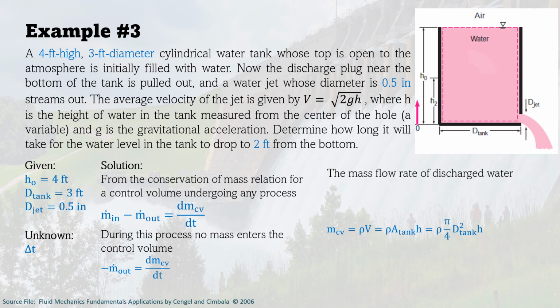The mass flow rate of the discharged water can be computed using the formula: the product of density, the velocity, and the area at the outlet. If you substitute the value, since V is given as the square root of 2gh, take note that the outlet is also the jet, because this is the outlet here at this portion. So the area here is the area of the jet. We also express the area in terms of the diameter of the jet, as you can see here. So this is now the mass flow rate of the discharge water here.